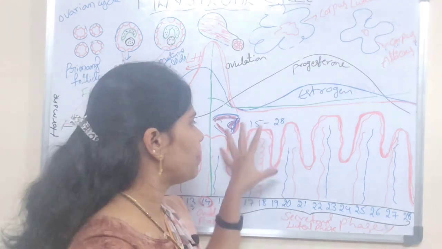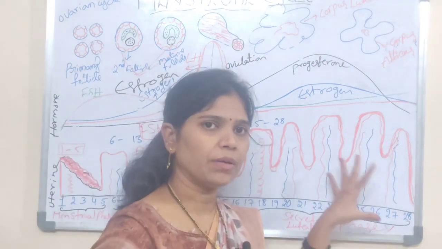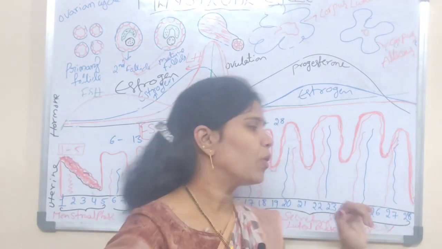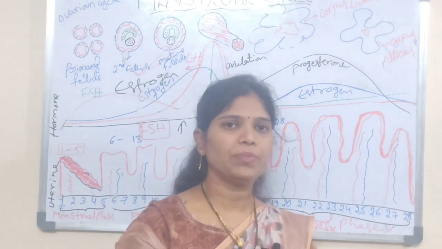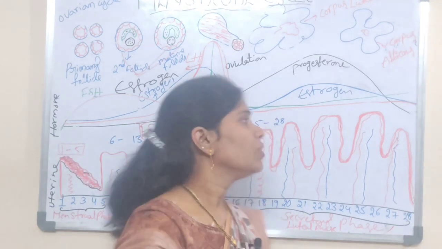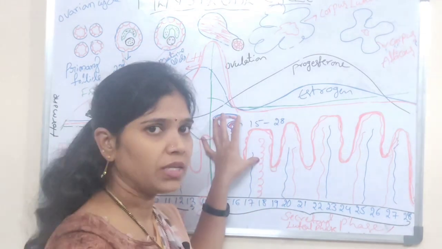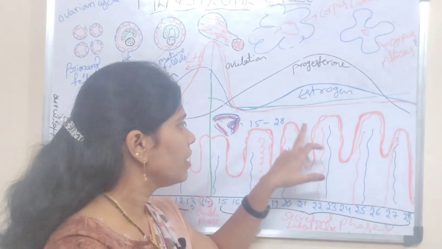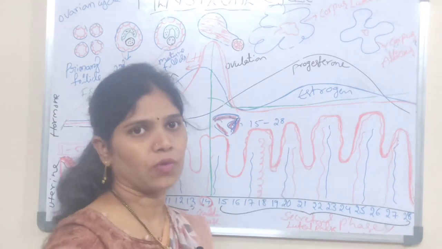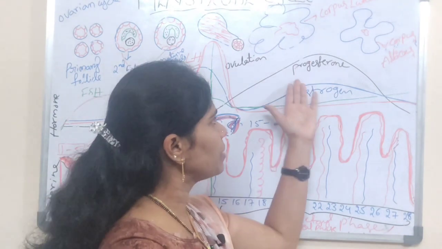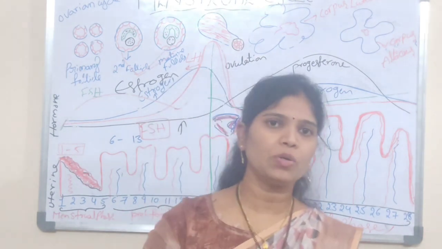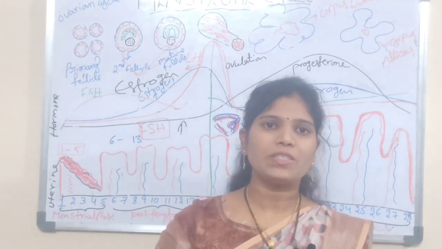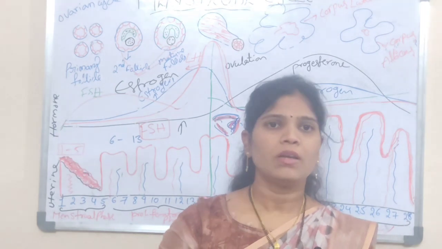This progesterone prepares the endometrium. Endometrium means the inner layer of the uterus, prepared to receive the fertilized egg to develop the fetus inside. So if fertilization takes place, the fertilized egg is implanted in the endometrium and it develops. Why? Because the corpus luteum is releasing progesterone. Progesterone is a hormone that develops the endometrium's blood circulation to prepare for implantation.